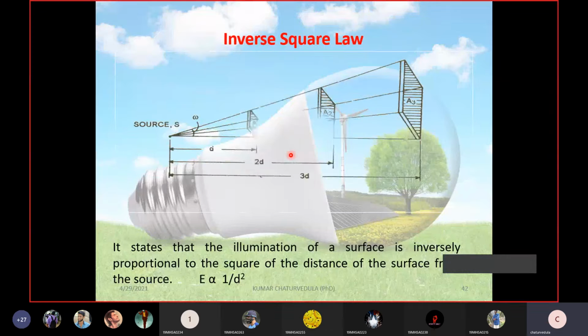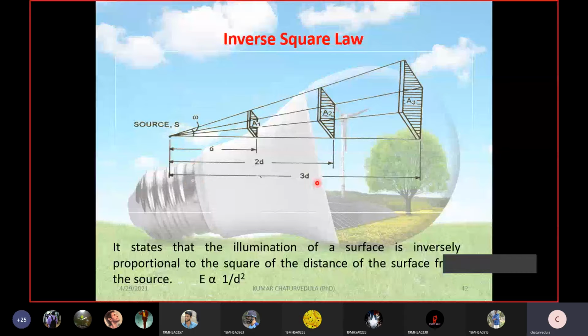Here you can see a source, represented with S, and we have three surface areas A1, A2, A3. From the source, A1 is placed at a distance of d, A2 is placed at a distance of 2d, and A3 is placed at a distance of 3d. We are seeing on each different surface how the illumination happens.